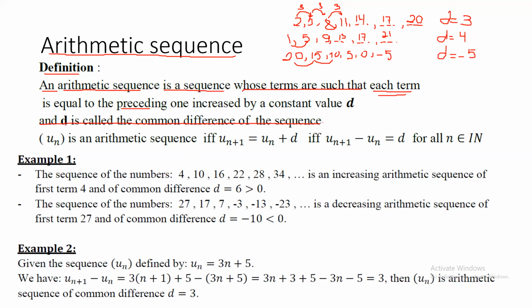So, according to the definition, Un is an arithmetic sequence if Un+1 equal to the preceding increased by a constant d. So each term equal to the preceding, before: Un+1 is Un + d, or we can say Un+1 - Un equals d for all n.